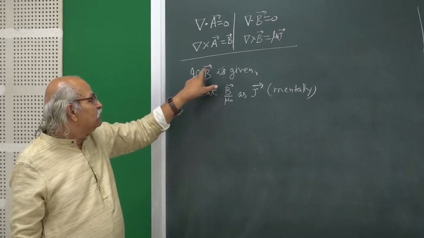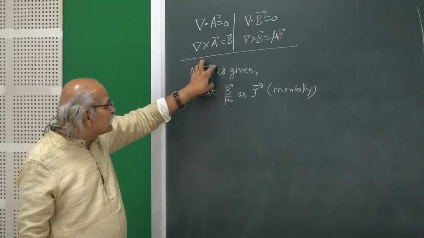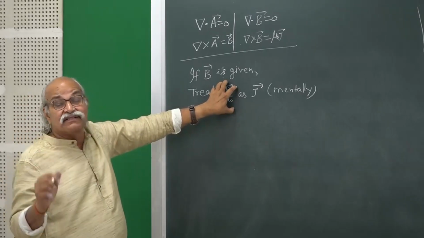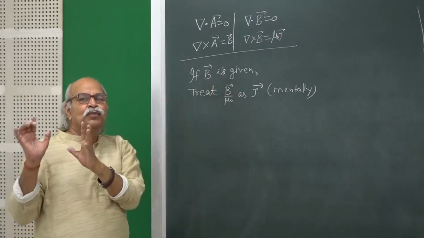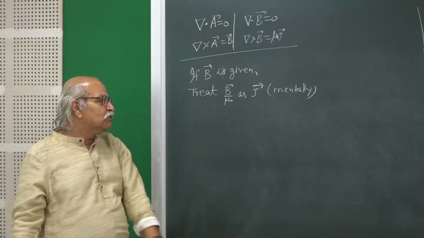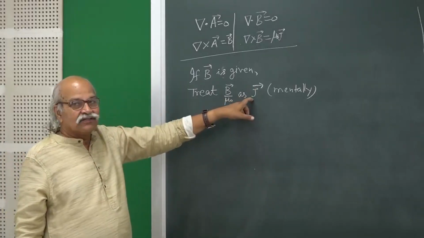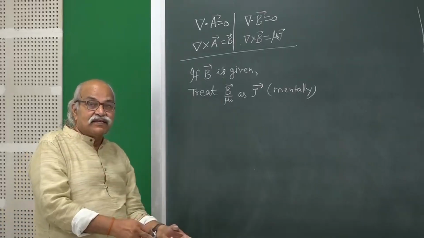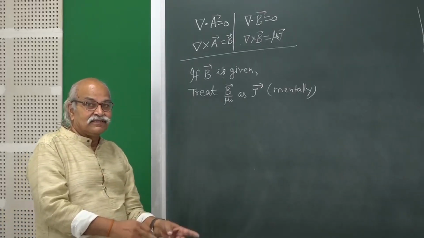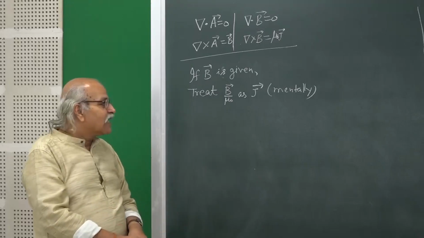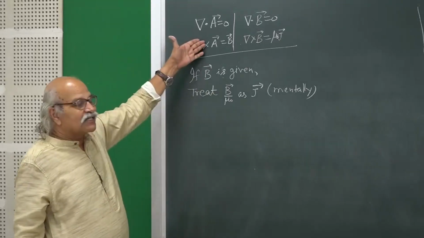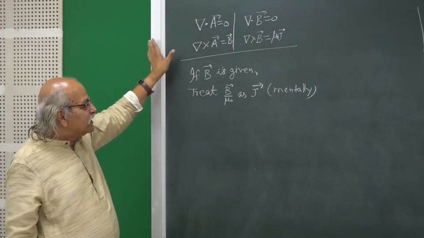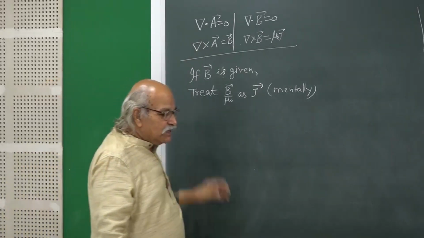You know B is given. So, just look at the mathematical expression. It is a function of x, y, z, and just assume that this function is giving you the current density, and if that is the current density, what is the magnetic field? That expression you write, and that expression will be just the expression for A. Okay. So, let me explain it with an example.